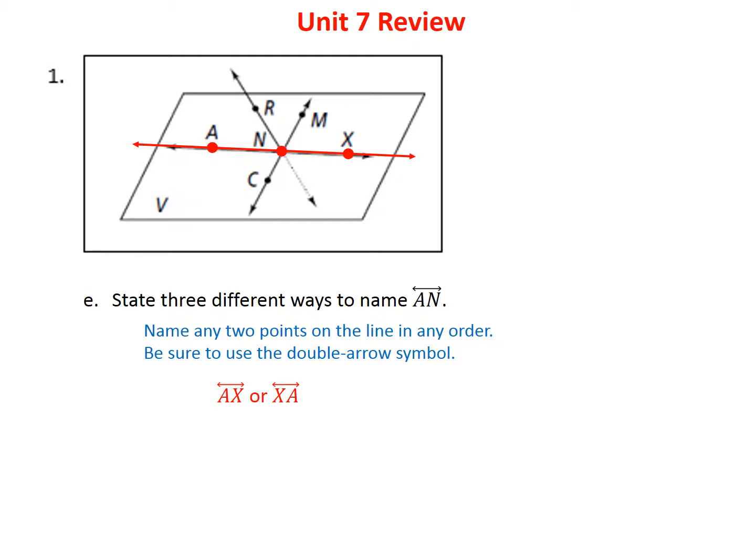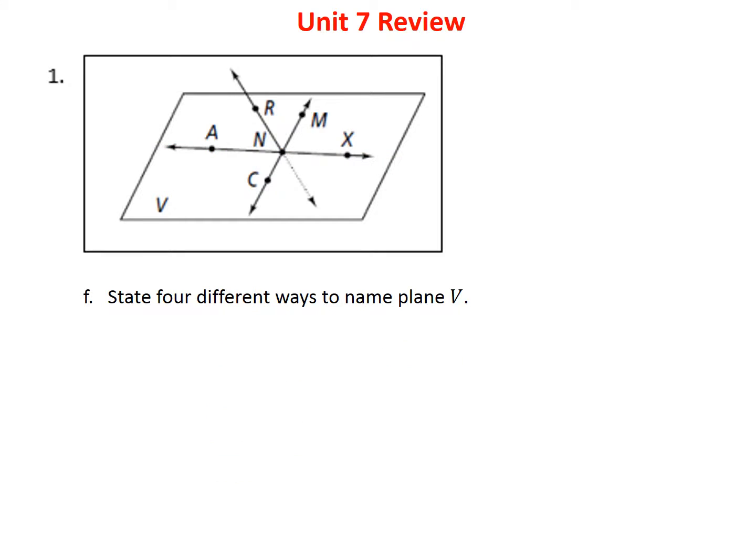So I could use AX, or I could turn around and say XA. I could also do AN or turn it around and do NA. And I could finally do NX and XN. So there's 6 possible combinations for naming that particular line.